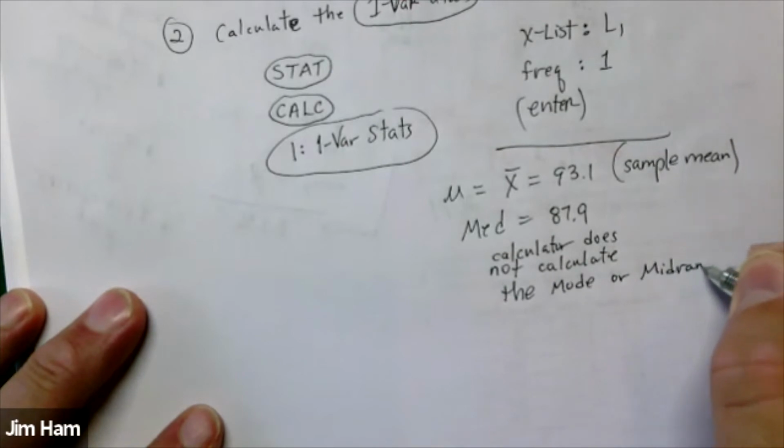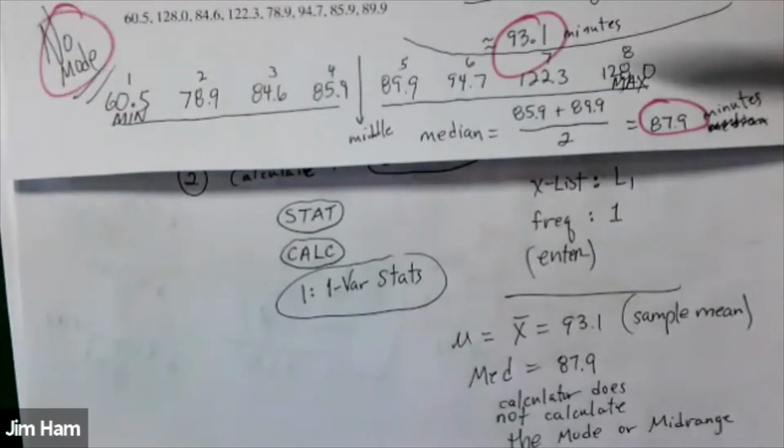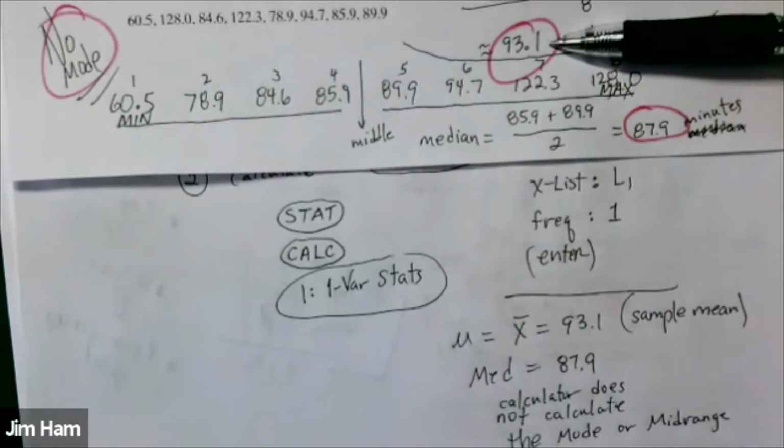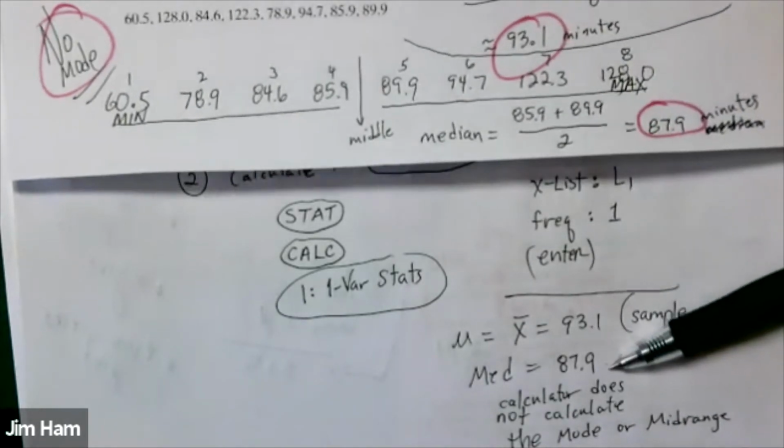The calculator does not calculate the mode or the mid-range. So those are a couple of statistics that you'll have to calculate using the formulas. The calculator doesn't do it for you. And just to confirm what we calculated by hand: the sample mean, 93.1, and the median, 87.9.